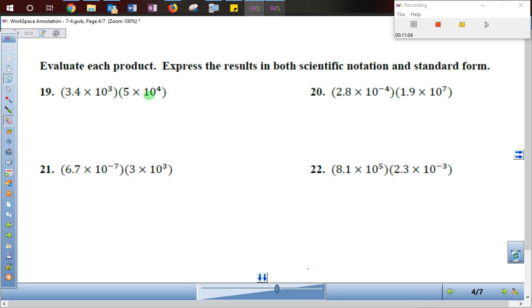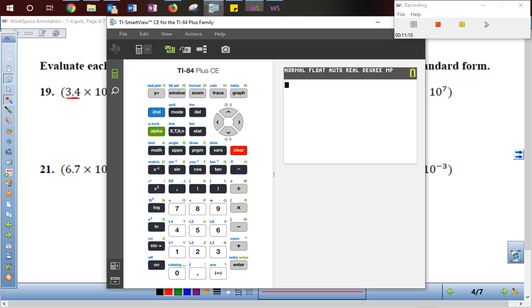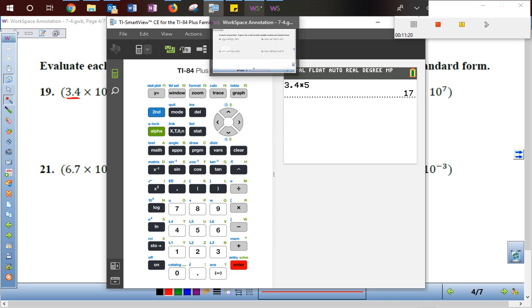Now to solve this, all we need to do is start with these coefficients. I'm going to start by just taking 3.4 times 5. So in my calculator, 3.4 times 5 is going to give me, well, come on, 17.